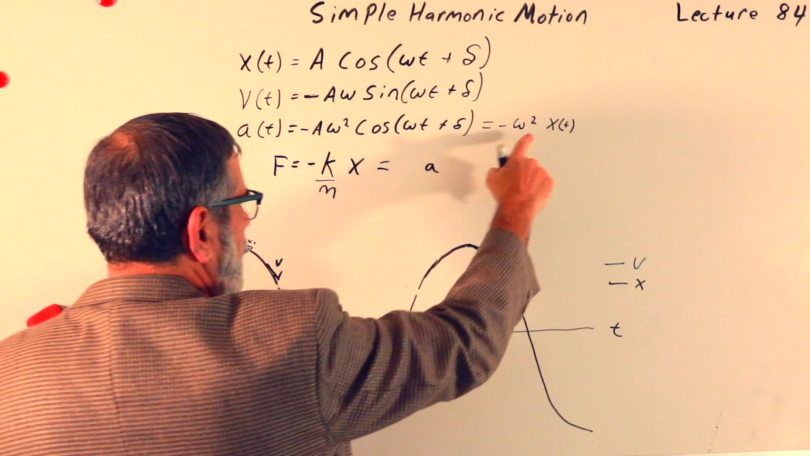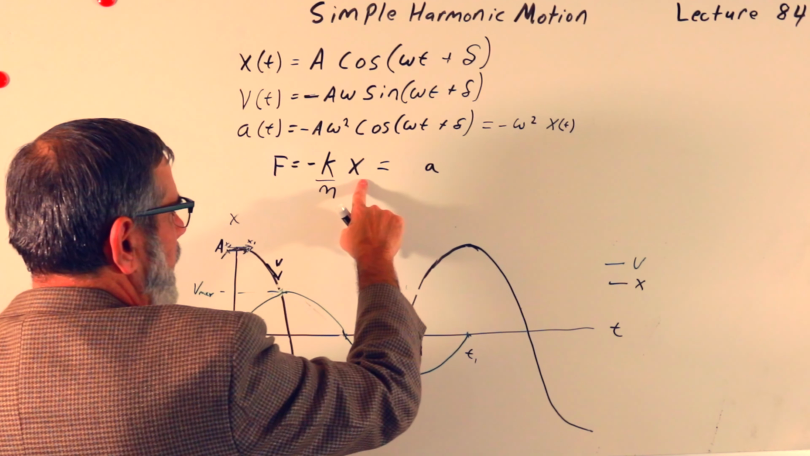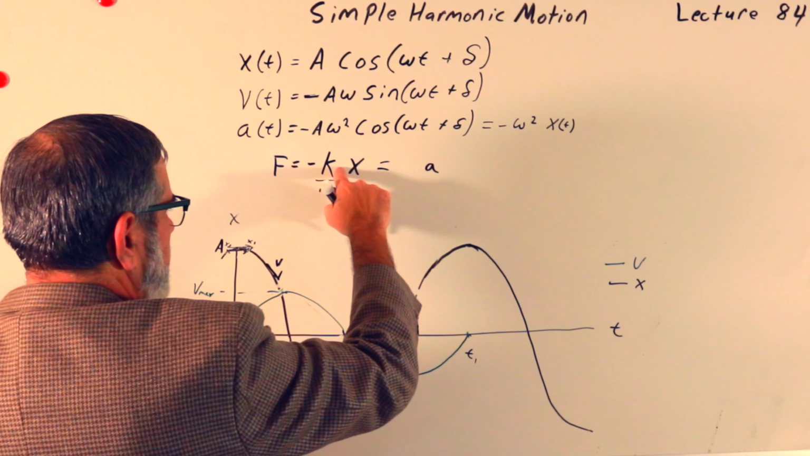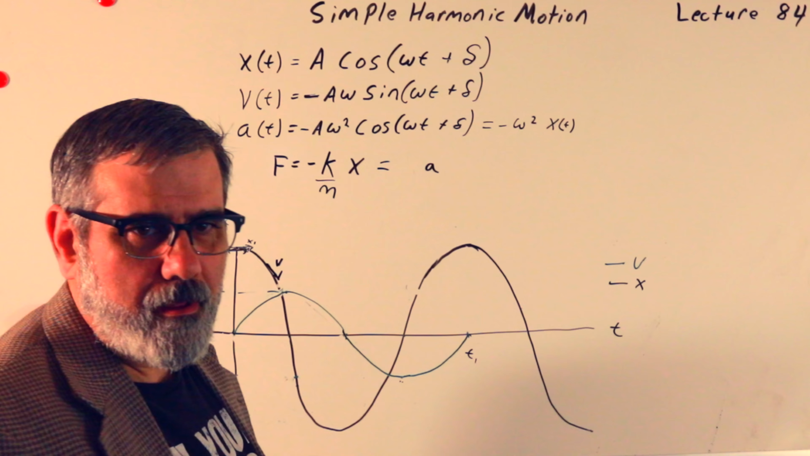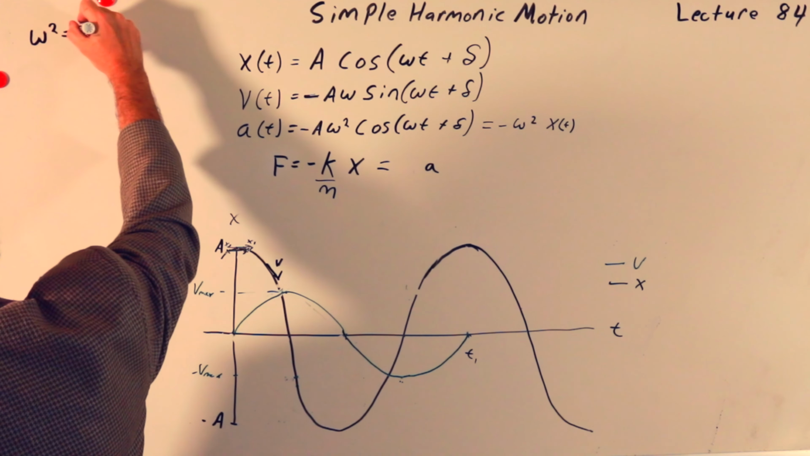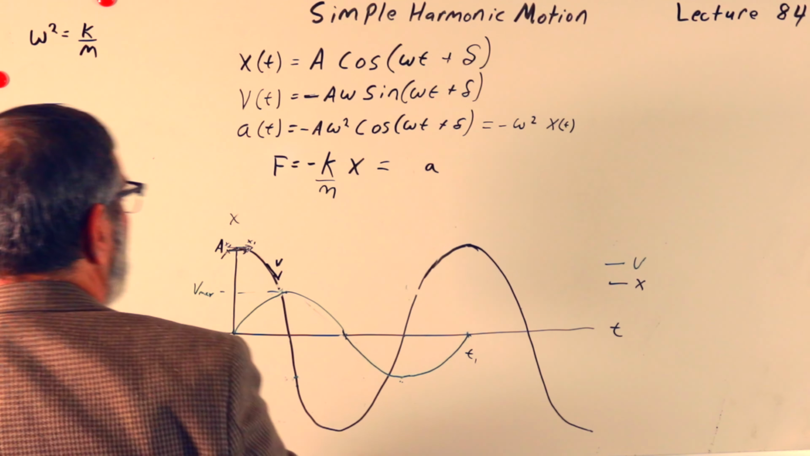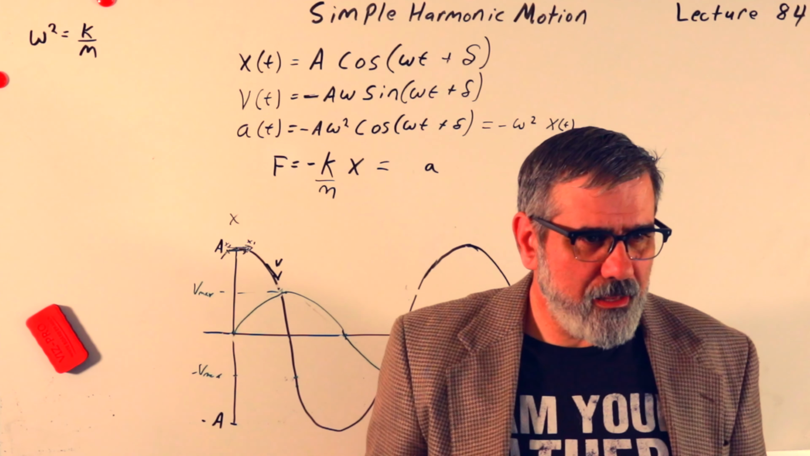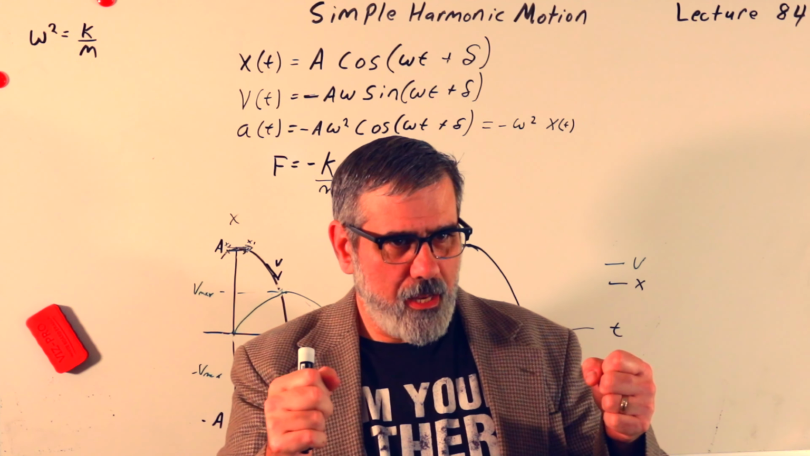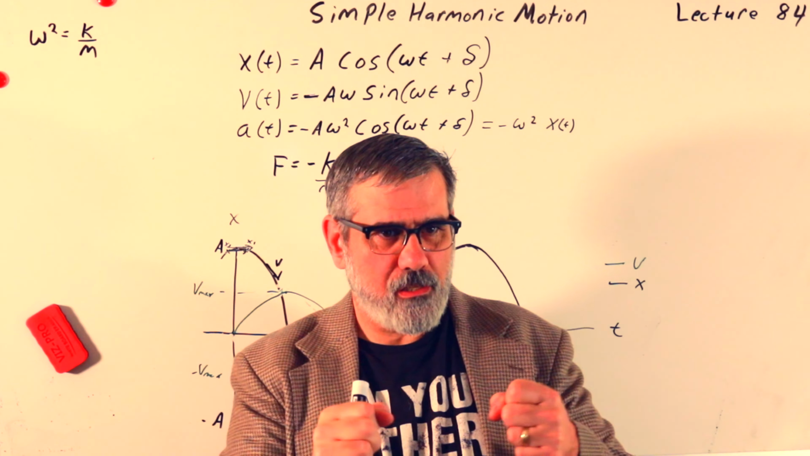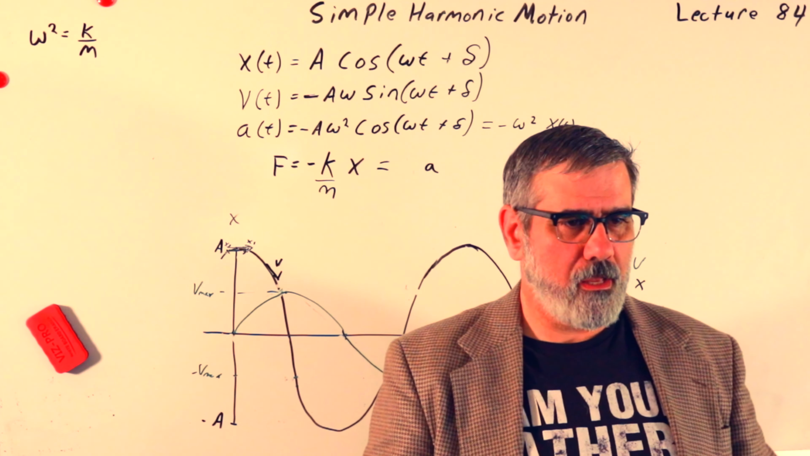So looking at this and looking at this, right? Here I have an x, here I have an x, here I have a negative sign, here I have a negative sign. Omega squared must be equal to this k over m, right? And it is. That tells you what the frequency of a spring is. Omega squared is equal to k over m. So if you want to know what frequency a spring is going to oscillate at, then you have to know what mass you're going to put on it and what the spring constant is, and you can determine what frequency it's going to oscillate with. It'll have some characteristic frequency, okay?